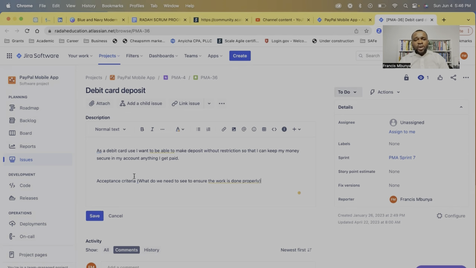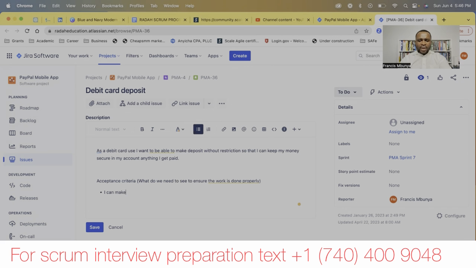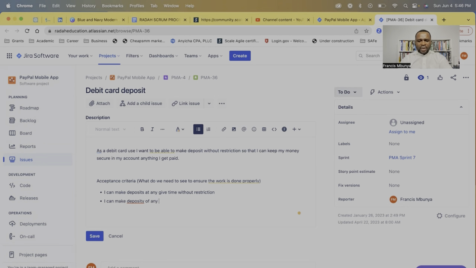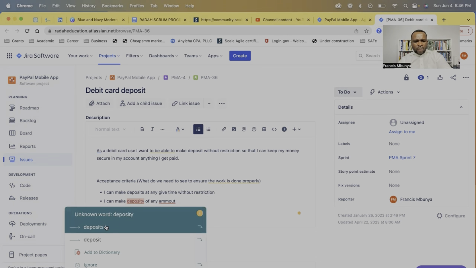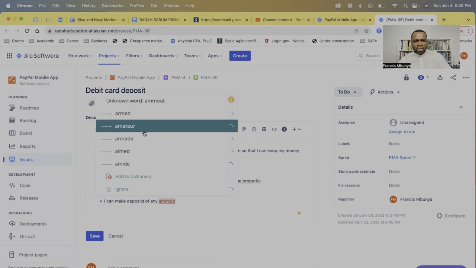So this is the meaning of acceptance criteria, right? So what will I need to see? I can make a deposit at any given time without restrictions. Okay, so this is an acceptance criteria, right? I can make a deposit of any amount. Okay, so I can make a deposit of any amount, right?